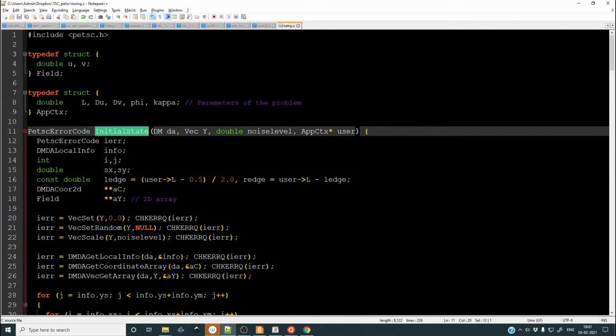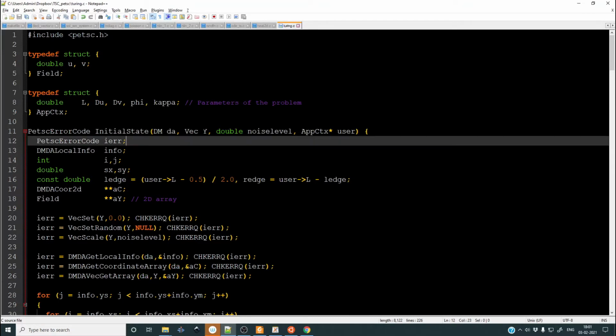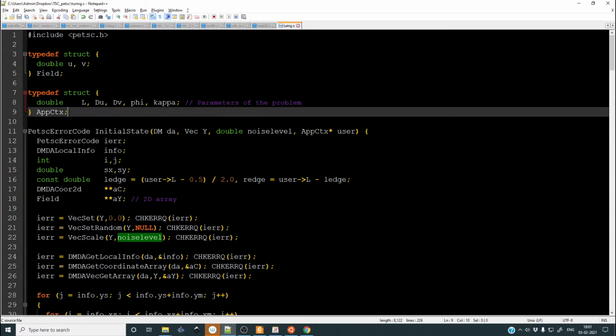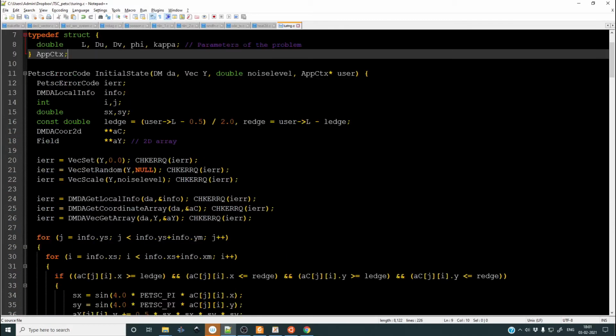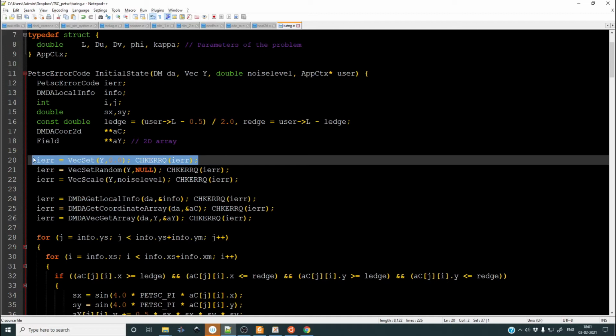So first things first, let us create the initial state. We have as input to the function the DA, the vector Y, the noise level, and the appctx, which contains all the different parameters of the problem. I'm going to just tell you the logic of what is going on. You set the vector to 0, so both u and v are initialized to 0 at this point. After that, you set a random value of Y, and then you scale that to the appropriate noise level.